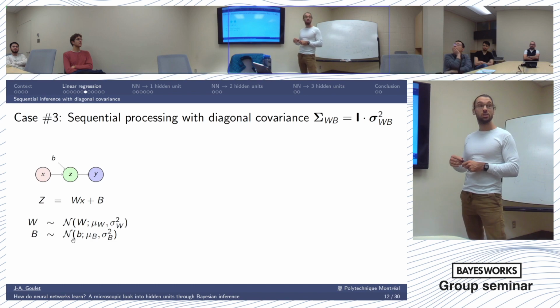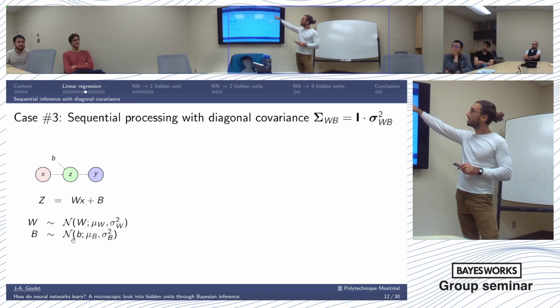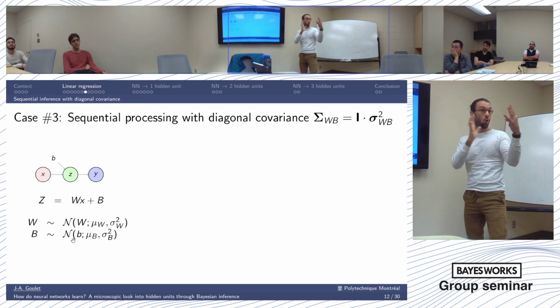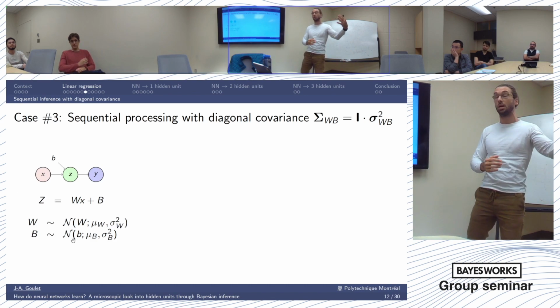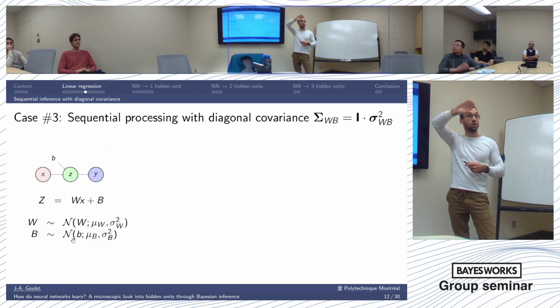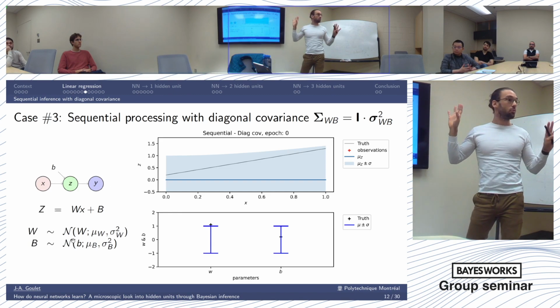Case 3, now we start with simplification. We're going to consider that it's sequential, not batch, so one observation then the other. But now we're not going to consider the covariance. We're only going to infer a diagonal posterior for w and b. Other than this, same process.